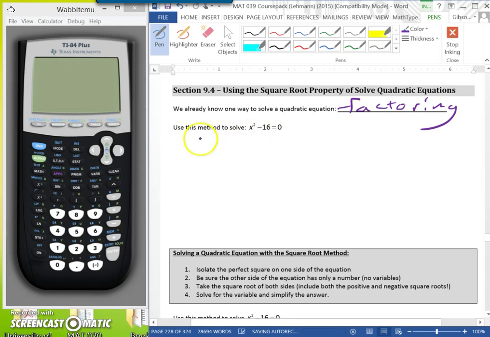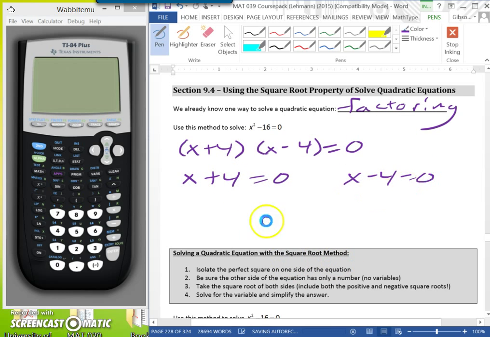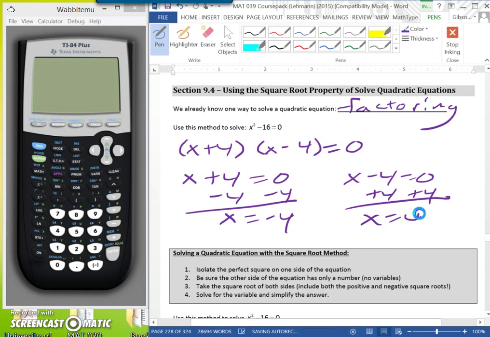We know this is the difference of two squares, so we will have x plus 4 and x minus 4, and they both are equal to 0. So we'll take x plus 4 equals 0 and x minus 4 equals 0. We'll subtract 4 on both sides, so x is negative 4. We will add 4 on both sides, and x is 4. So these will be our solutions here.